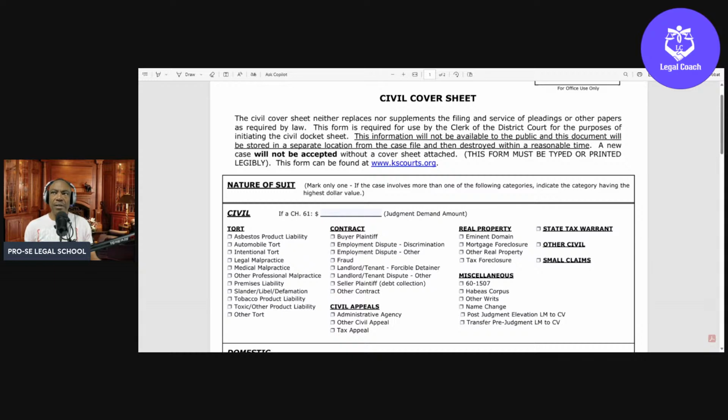We're still trying to figure out which screen we're showing. Can you guys see the screen that says Civil Cover Sheet? I'm hoping that's what you're looking at.